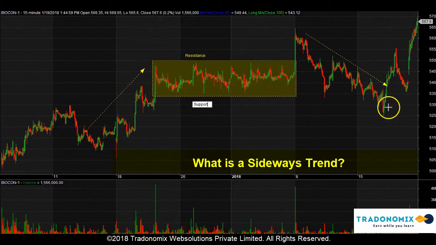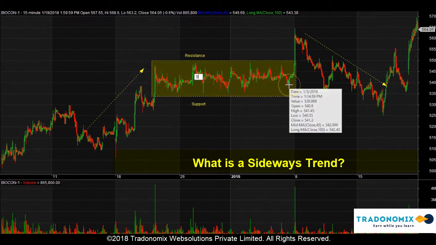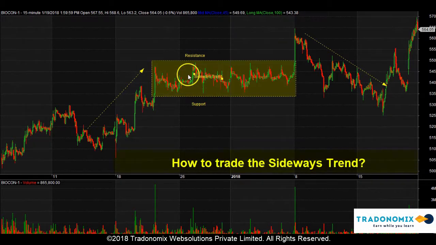the support. So we see that we have several pivots, minor pivots, major pivots, intermediate pivots formed inside this range. It's neither moving higher nor lower than this range, and this kind of trend we call a sideways trend. How do we trade this sideways trend?